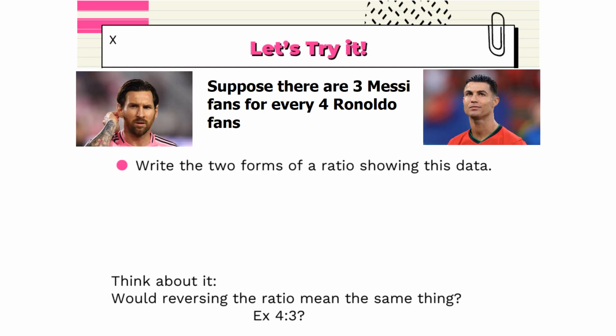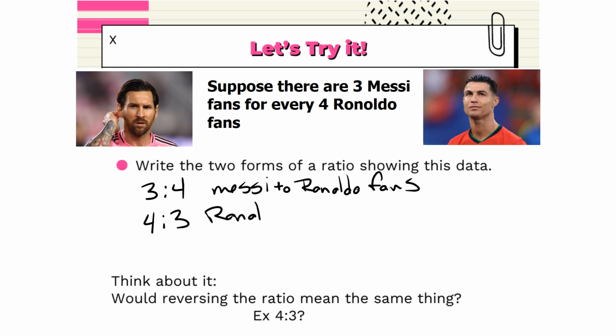Now let's try something. Suppose there are 3 Messi fans for every 4 Ronaldo fans. Write the two forms of a ratio that show this data. Well, my first reaction would be to say that I've got a ratio of 3 to 4 Messi to Ronaldo fans. But I can, of course, turn it around and say I've got a ratio of 4 to 3 Ronaldo to Messi fans. Fundamentally, they're saying the same thing. You're just putting one number in front of the other, but the ratio is still going to mean the same thing.